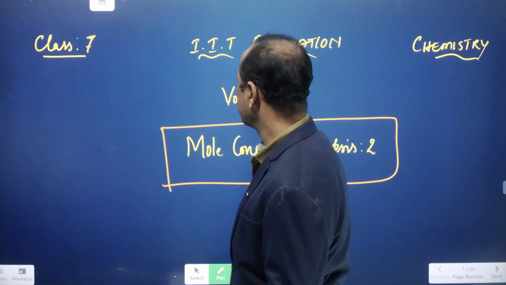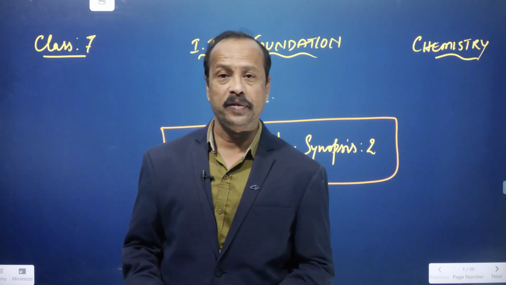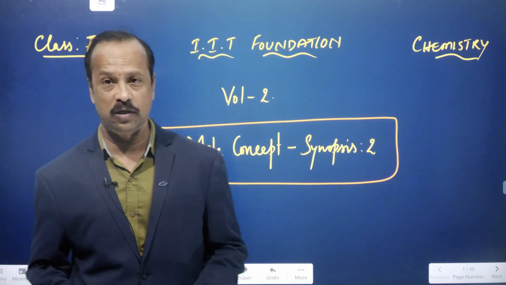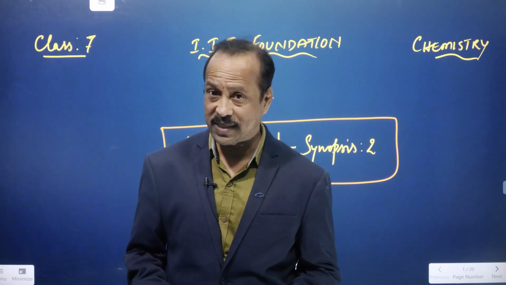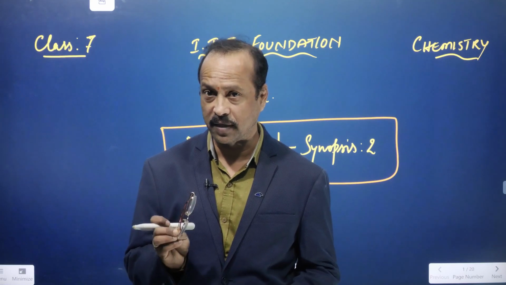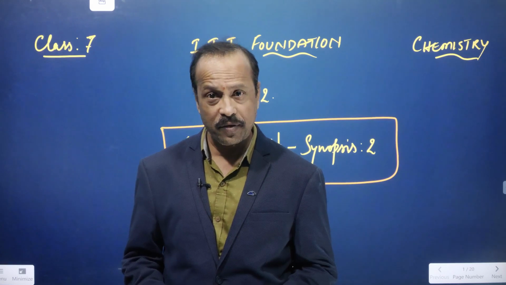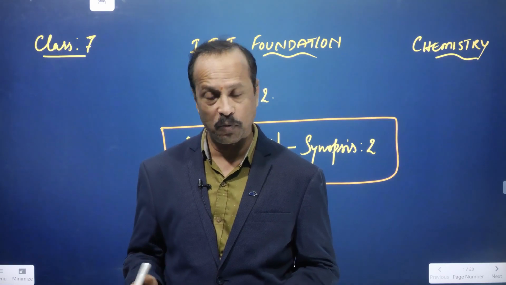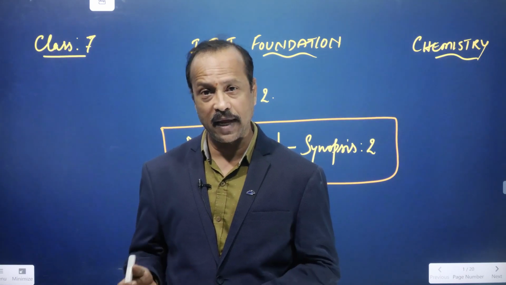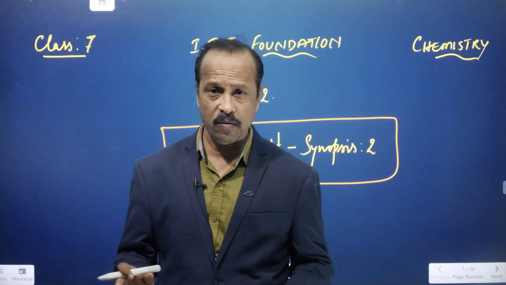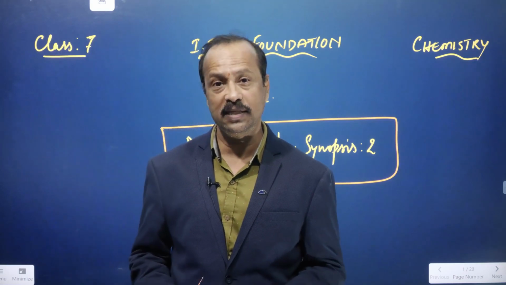So, students, class 7 IIT Foundation chemistry. In this volume 2, the last chapter, that is mole concept, we are discussing, right? At the last class, we started the mole concept and completed the first synopsis. And in the first synopsis, what have we learned? We have learned what is atomic mass, what is molecular mass, and we also discussed homoatomic molecules and diatomic molecules and how to calculate their molecular masses. All this we completed in the first synopsis.